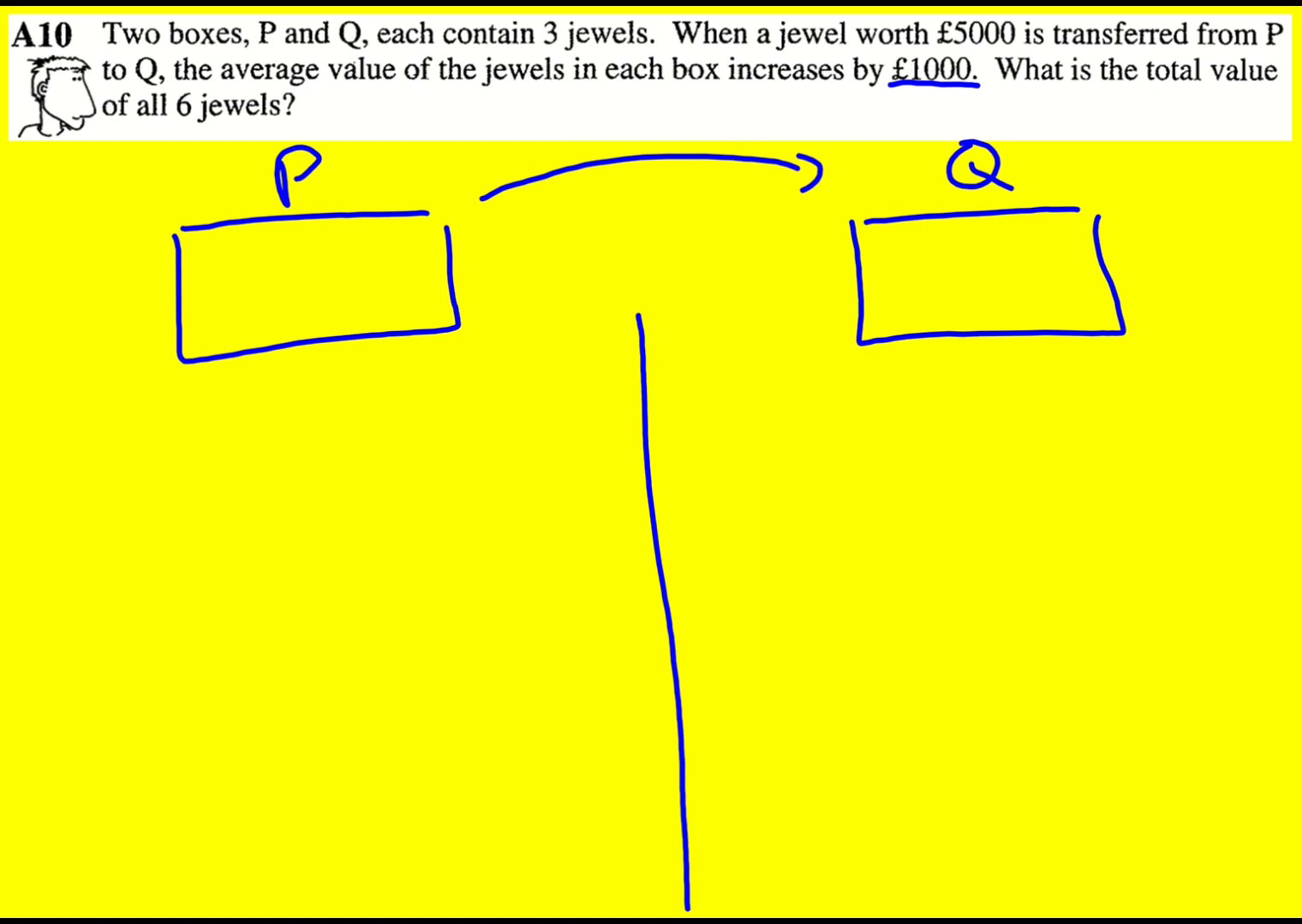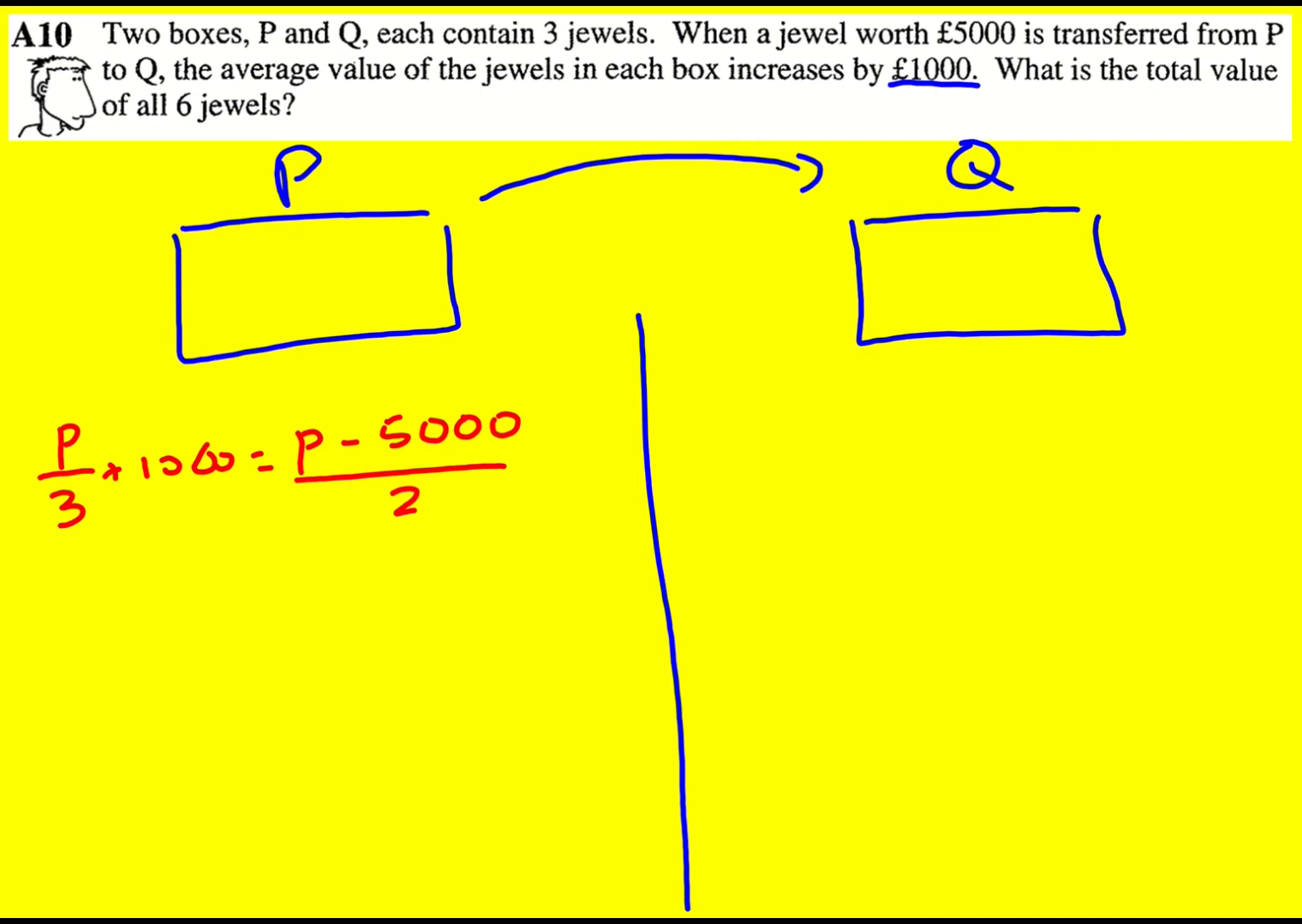Let's start by looking at P. So originally, I'm just going to say that they were worth P, which means the average is P over 3. Afterwards, we're taking away a £5,000 jewel, so the total will be P minus 5,000, but now I'm dividing by 2 to get the average. And then we're told that this is £1,000 more than the left-hand side, so I need to add 1,000 to the left-hand side to make them equal, and I've formed an equation.